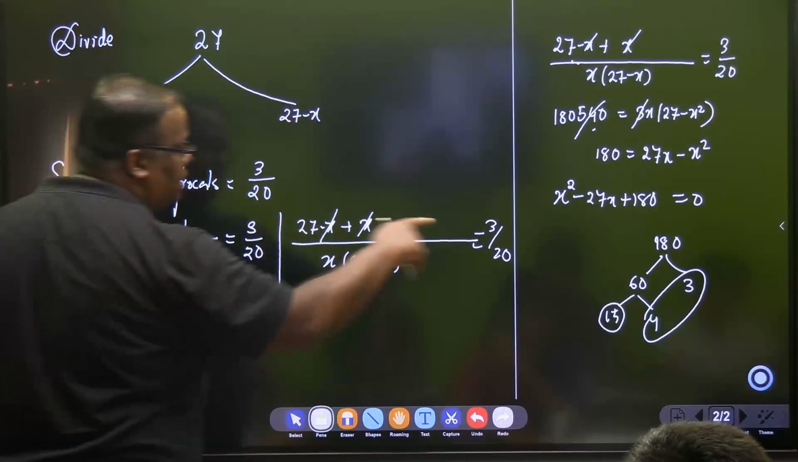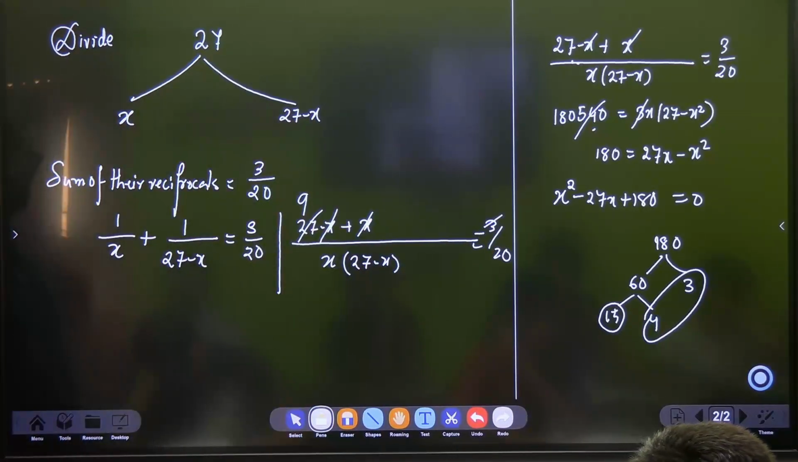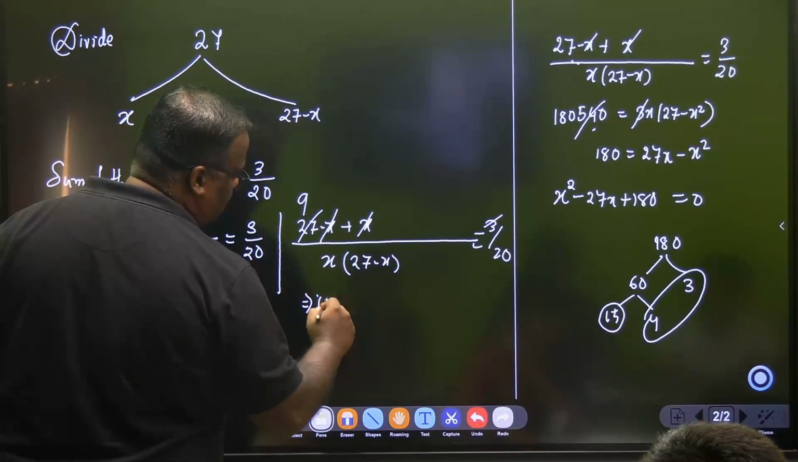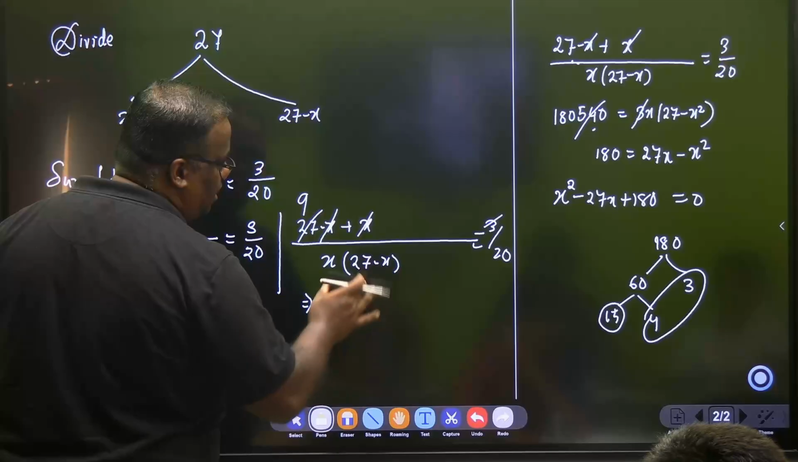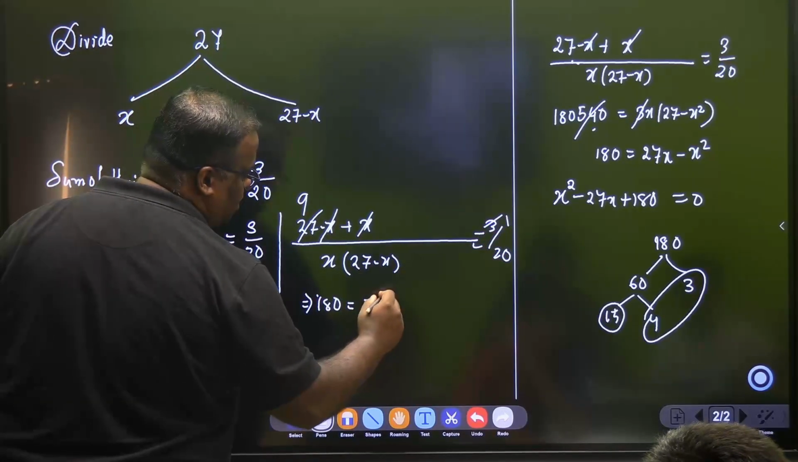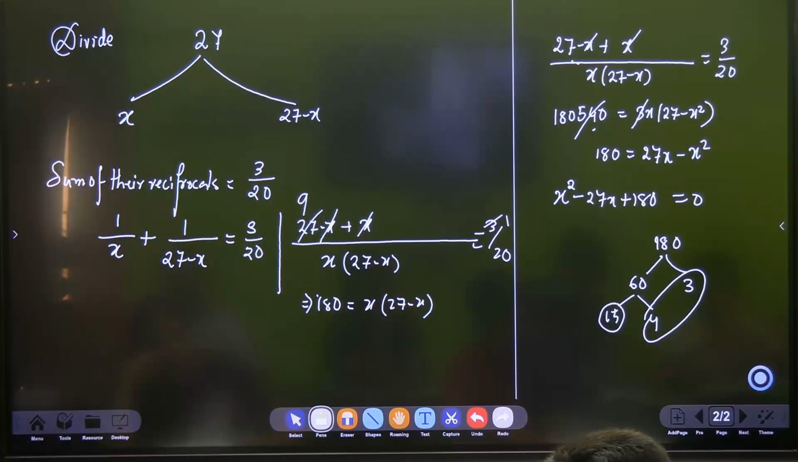I'm left with 27 and a 3. So 3 can be cancelled as 9 times as 27. And 20 multiplied by 9 is 180, Shreya. Agreed? Now nothing is remaining here. Only 1 remains here. This one goes and multiplies. So it's x into 27 minus x. Got it?